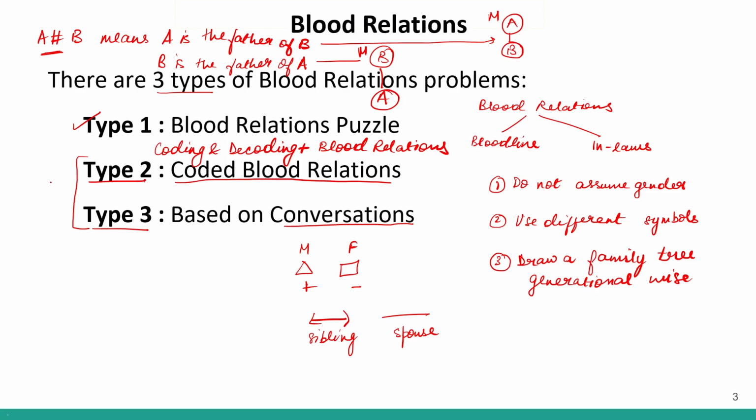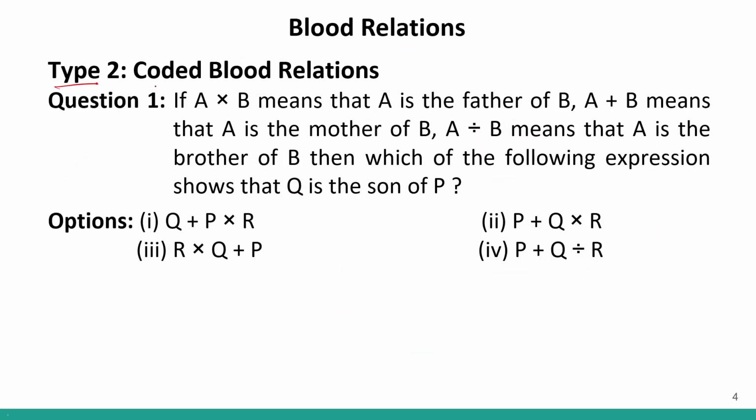Okay, so let us start by discussing type 2 first. Type 2, coded blood relations. So coding, decoding plus blood relations. Let us look at this question. Question number 1 says A into B means A is the father of B.